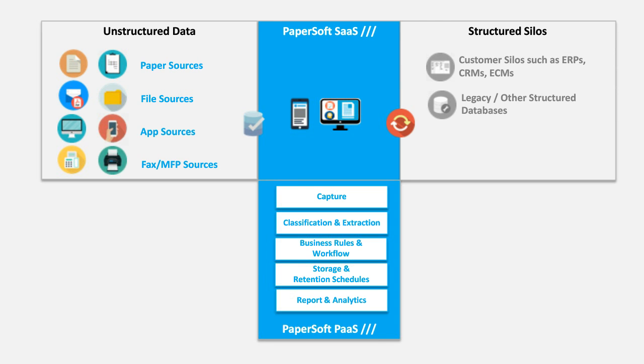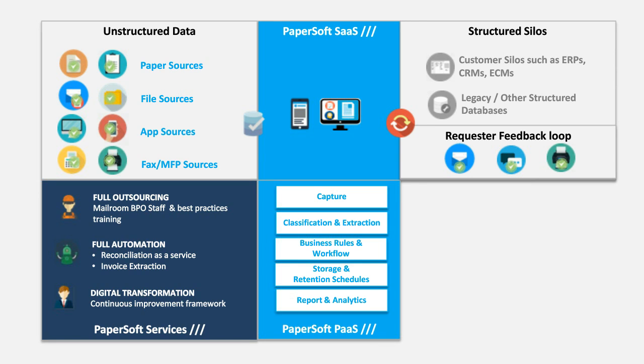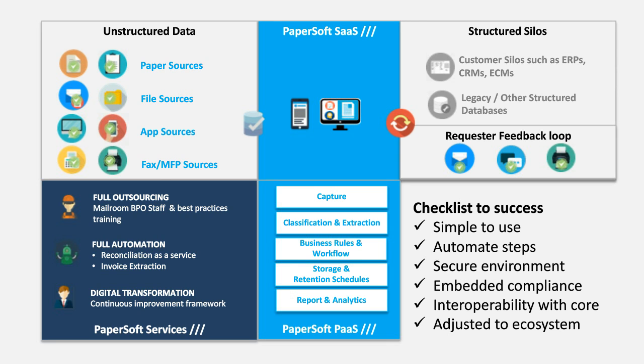PaperSoft works with a software as a service approach, also together with a platform as a service infrastructure. So we push the business rules to the entry point, making sure that we avoid having fallouts handled by the team and avoid touch-based need to process the information. We also use the request feedback loop, because if someone asks you something in the beginning, it's important that they get the information back to you.